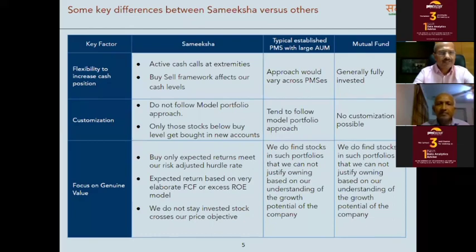First is the flexibility to increase cash position. We have taken very active cash calls in market extremities, and I'll give one example of that as we go further. We have a very clear buy-sell framework that affects our cash level in the following sense: if we don't have any idea that meets our criteria for buy below, we don't buy. And if the stock trades significantly above our target price and we don't see a reason to revise that, we also tend to exit. That automatically creates a sell level, it automatically increases the cash level.